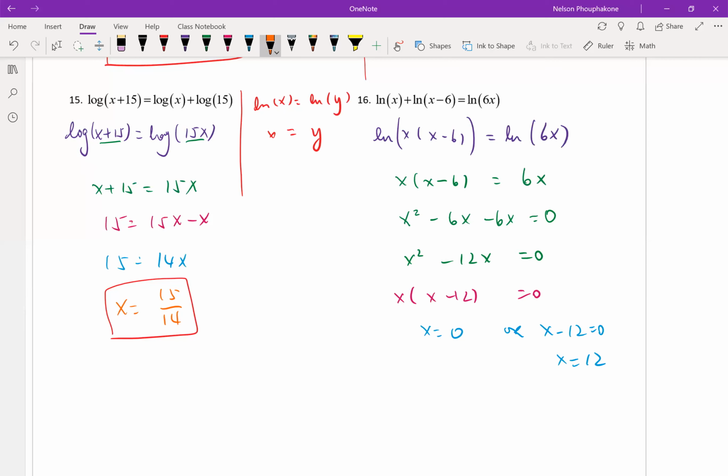And again, we know that we are going to reject this one because I cannot have this equal to 0, right? So then my only solution is x is equal to 12.